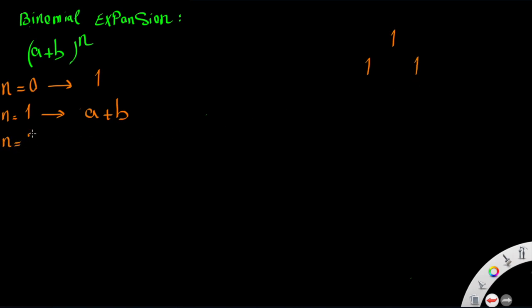Now let n be 2, so it will be a plus b to the power of 2, which is a squared plus 2ab plus b squared. So coefficients are 1, 2, 1. Just pay attention to the triangle and see if you can find any pattern here.